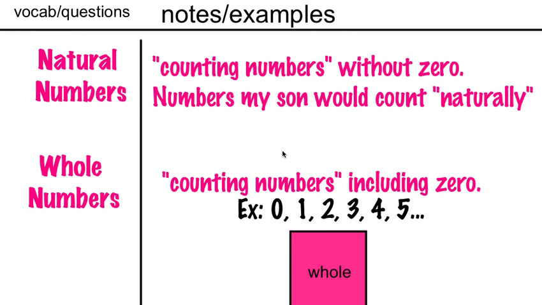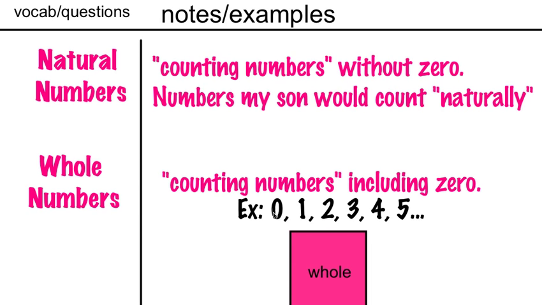All right. So here we go. You should have copied it down. Natural numbers are the numbers that my son could count naturally. He would just start off counting his Cheerios: 1, 2, 3, 4, 5. Naturally, it's what he would count with. My son would not naturally count with 0.